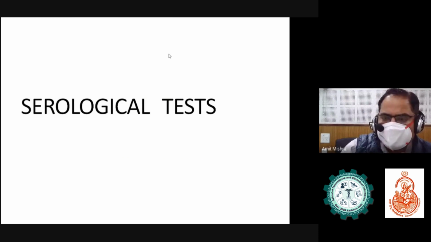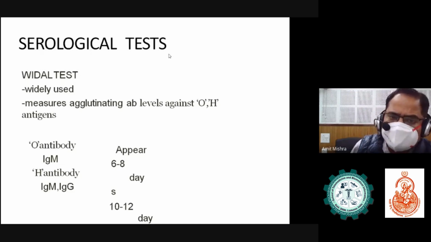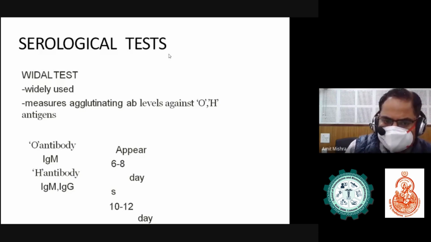These are the serological tests, other than the culture ones we just saw. This is the serological test commonly known as the Widal test. Everyone might know about the Widal. It basically measures the antibody levels against O, H, and A antigens. O antibody IgM appears in 6 to 8 days, and H antigen IgM and IgG appear in about 10 to 12 days.